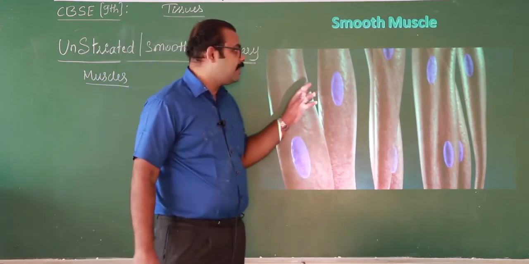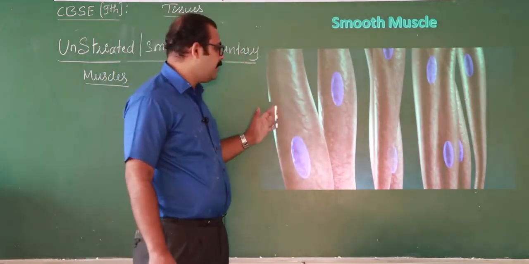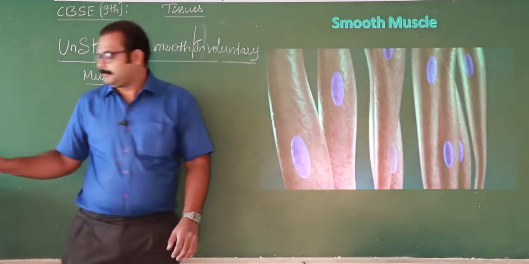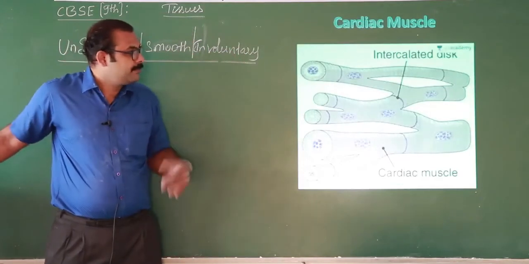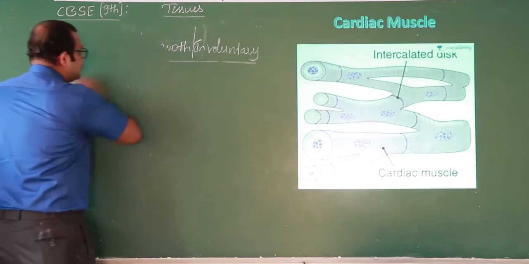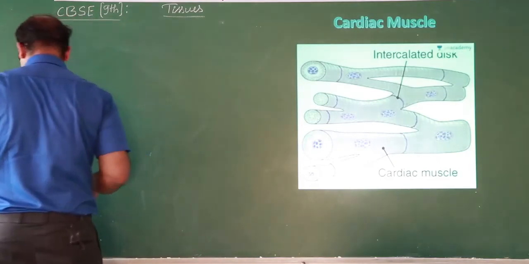So here the muscle cell contains a large central nucleus and plenty of cytoplasm. Again, they are unbranched. Next, coming to the last one, cardiac muscles. Cardiac muscle is located in the heart.